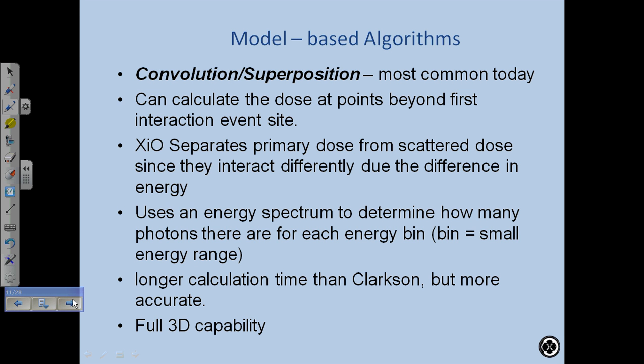So we need to know what the spectrum of that beam is. We need to know the characteristic of that beam. So that's why we need to start with the spectrum of the beam. Longer calculation time than Clarkson, but more accurate, and it has full 3D capability.